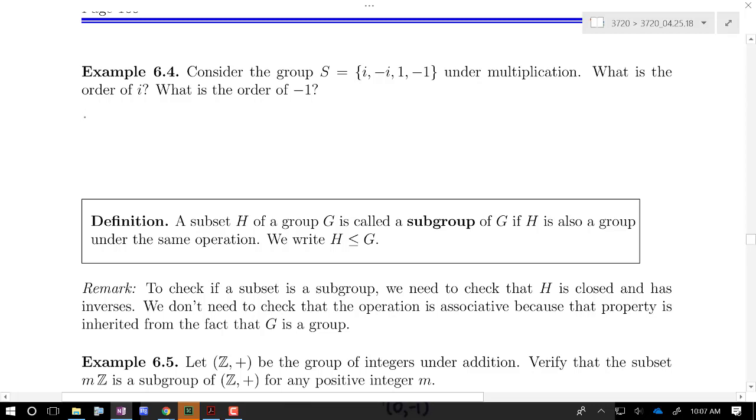What is the order of i? When we denote this, we use the absolute values. So when we want the order of i, I would write it that way. We're basically asking, i to what power is equal to 1? And we're looking for the smallest possible value that could go there. Remember, i is the square root of -1.